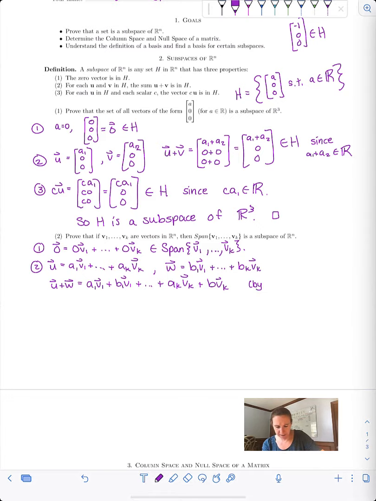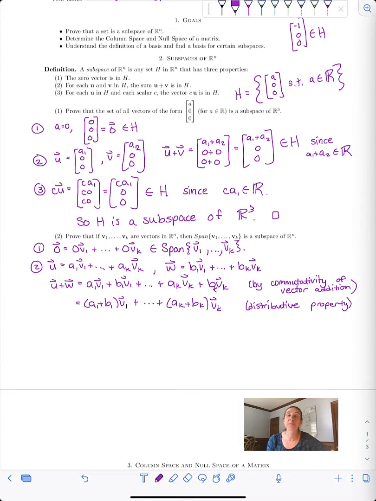And so this is by commutativity of our vector addition. And so further, we can use the distributive property to group our coefficients together. And now you can really see, that should be b_k, that this is by the distributive property. And you could cite which theorem number this is in your textbook, or you can write down the name of the property. Either way is fine. I'll do it the other way in the next example.